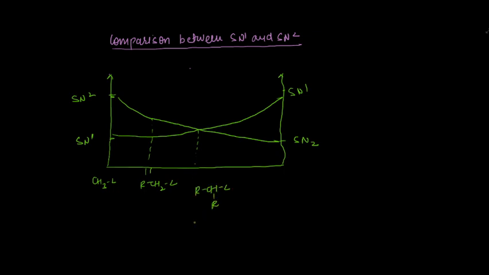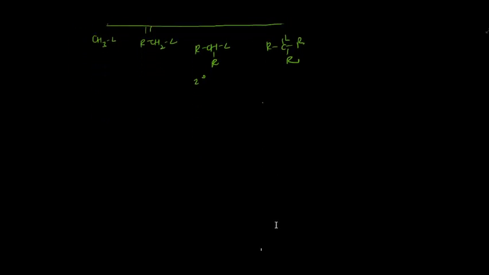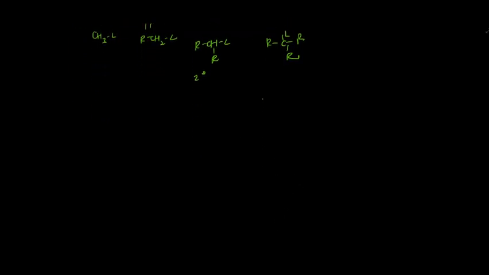R2CHX, a 2 degree alkyl halide or 2 degree substituent, then both priorities could be there. SN1 and SN2 depends on the strength of the nucleophile. Then if we have R3CX, when we have 3 degree, then SN1 is the priority. So that's how we see what the priority is. 1 degree and methyl, SN2, then SN1, and in 2 degree it could be both SN1 and SN2.